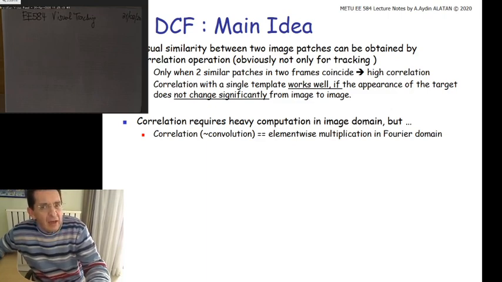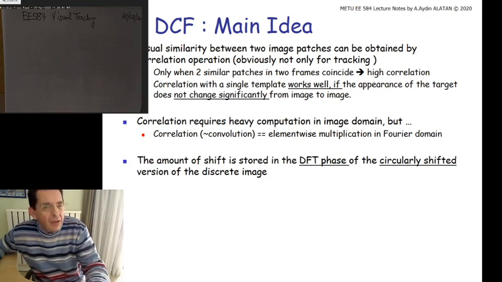From now on, if we do anything in the Fourier domain, we should always remember that we are not moving our template anywhere, but we are just shifting it circularly so that we can make the matches very fast in the Fourier domain. Now, the amount of shift, the unknown displacement in the next frame, is stored in the DFT phase. We have already seen this concept.